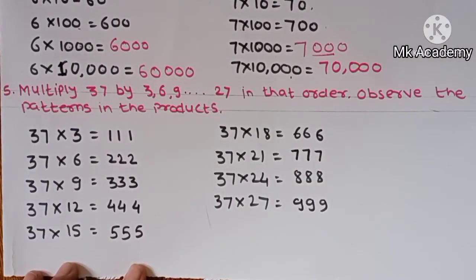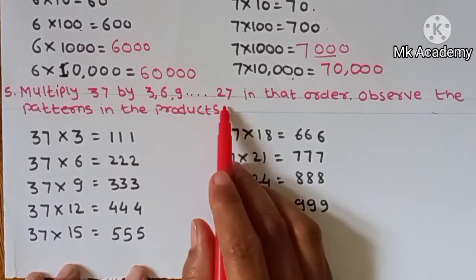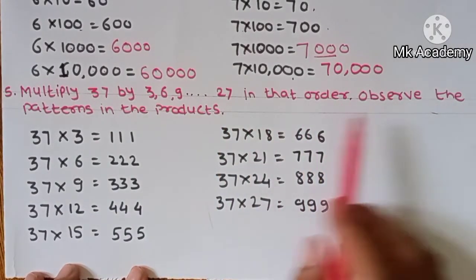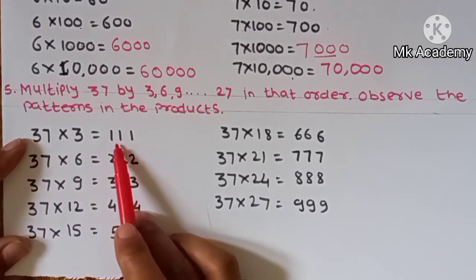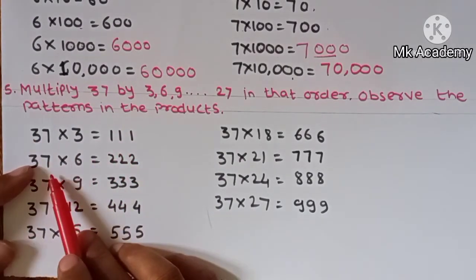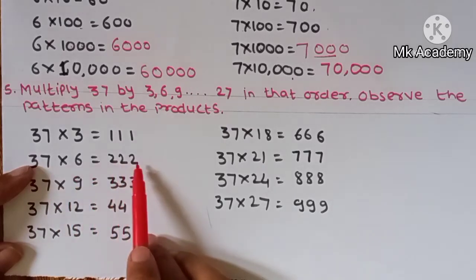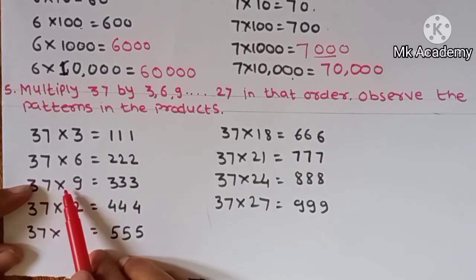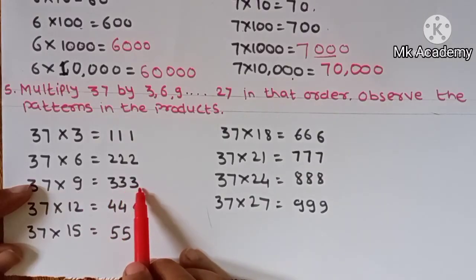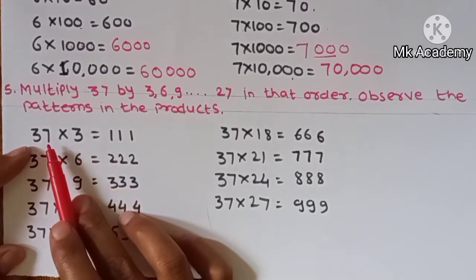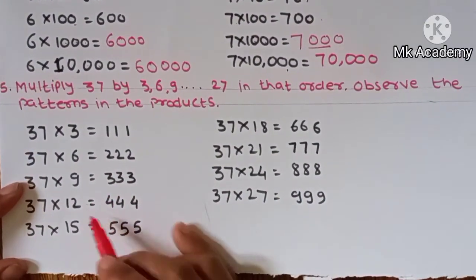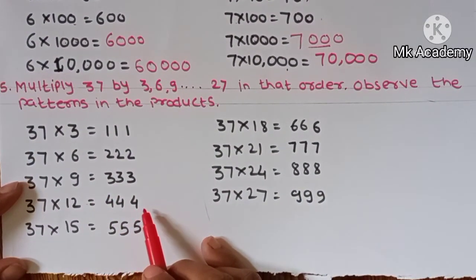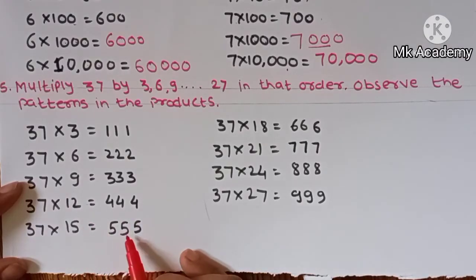See example number 5. Multiply 37 by 3, 6, 9 up to 27 in that order. Observe the pattern in the product. Now we multiply 37 by 3 is equal to 111. Now multiply 37 by 6 is equal to 222. Multiply 37 by 9, 333. Means we can multiply 37 by the 3 table. Then 37 multiplied by 12, 444. 37 multiplied by 15, 555.